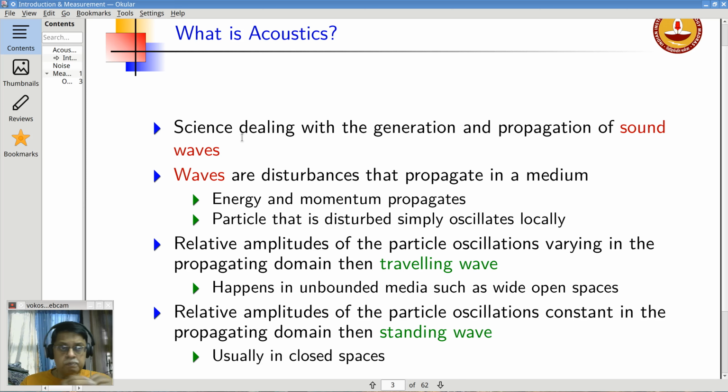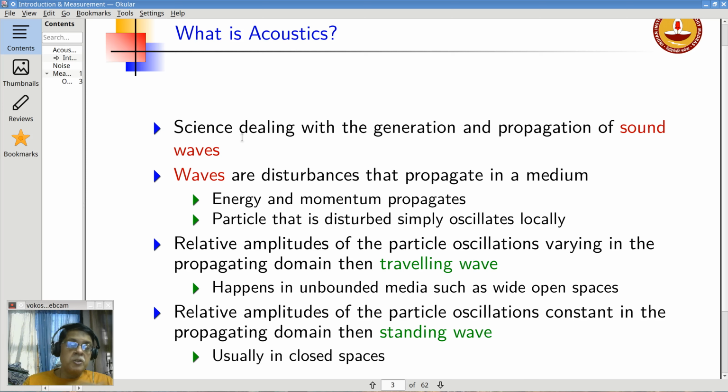And if you have what is called a traveling wave, which means that in a very large domain the relative amplitudes of the particle oscillations keep varying, then it is called a traveling wave.